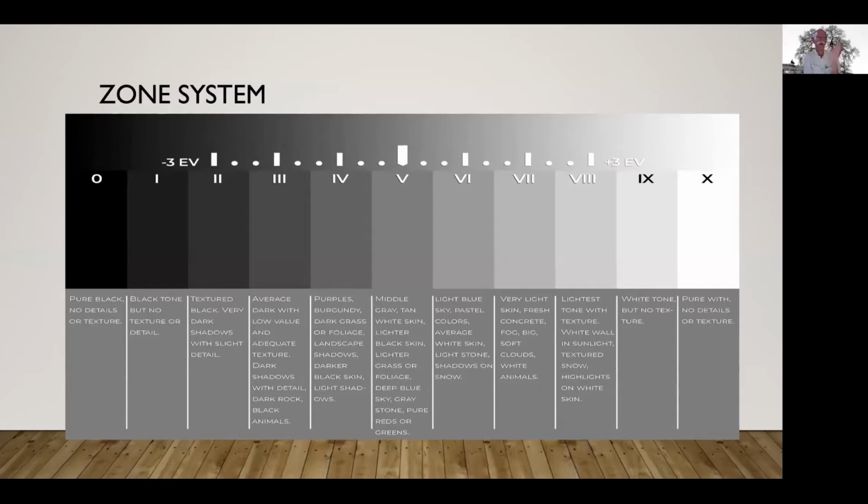If you're really talking about zone 0, we're talking about pure black. There is no detail, no texture in that. And if we move to zone 10, pure white with no details or texture. So what we're really shooting for, if we talk about a full range, is to go from 0 to 10 when we take these images, particularly in relationship to black and white.